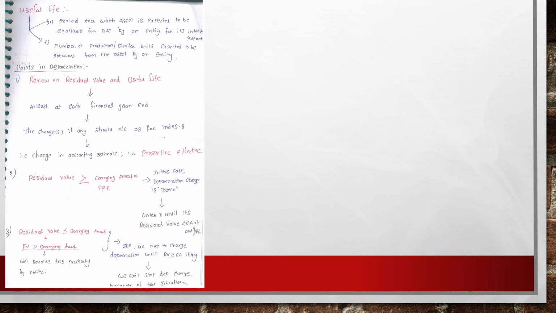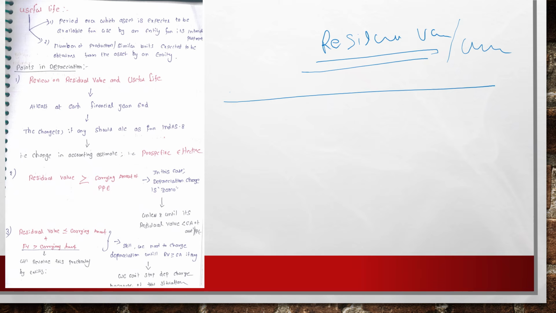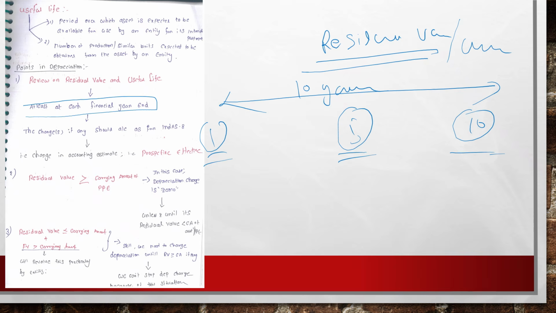You should review the residual value and the useful life during the period of the depreciation. In the systematic allocation, there is a 10 year period, right? So you should not maintain the first year assumptions in the 10th year or in the 5th year. You should review these years. So how should we do it? At least at each financial year end, you should review the changes, if any, as per Ind AS 8.